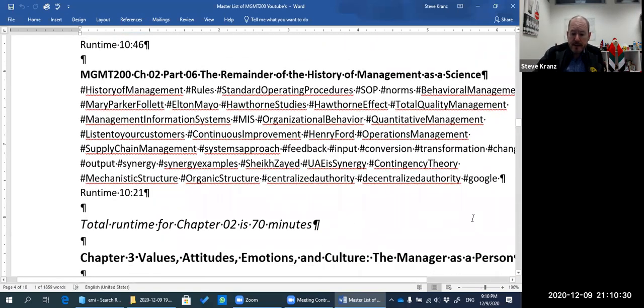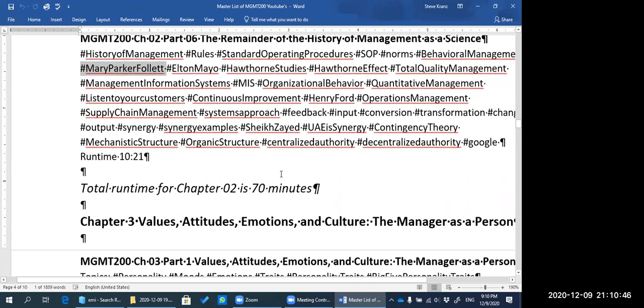And everything else in the history of management, I did spend some time talking about the Hawthorne Effect, the Hawthorne studies. Mary Parker Follett, her contribution is the fact that you have to care about your workers. What a concept.